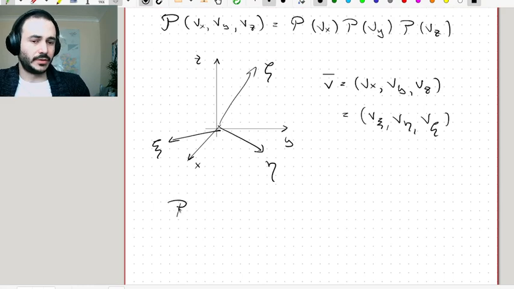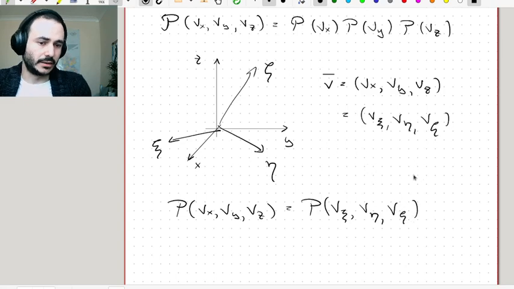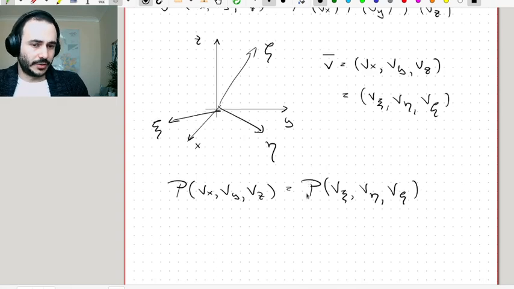So what I'm saying is that the probability of finding a particle with velocity components x, y, and z in the xyz reference frame should be the same as the probability of finding a particle with components chi, eta, and zeta in the chi, eta, zeta reference frame. These two things should be the same. Of course, they are the same.